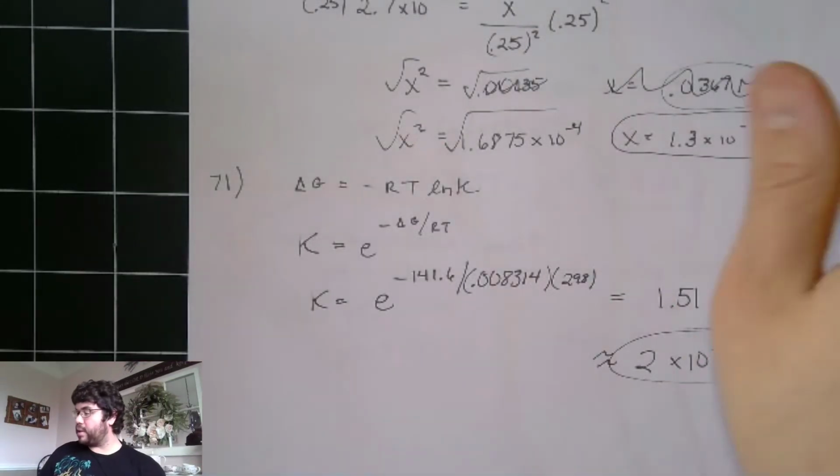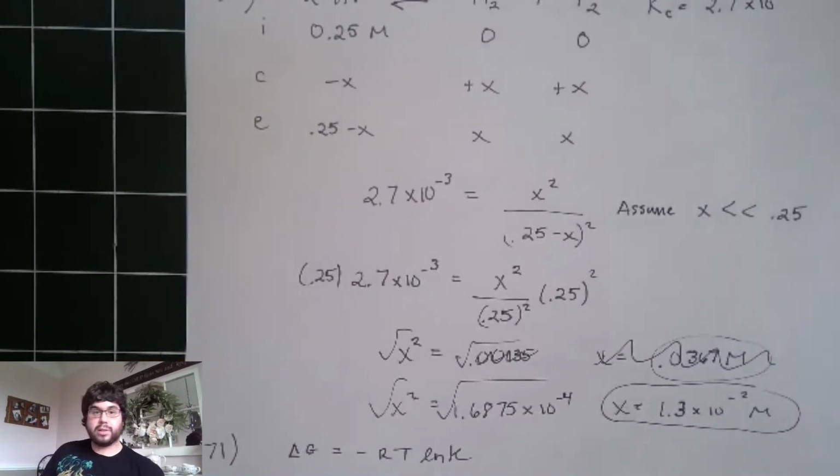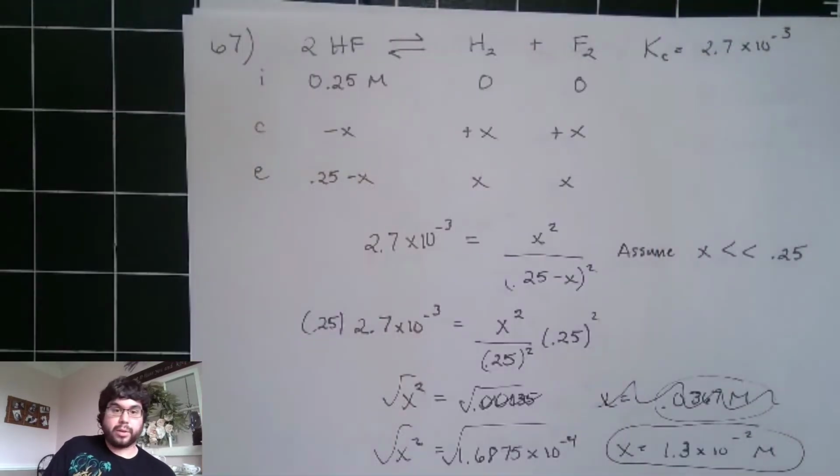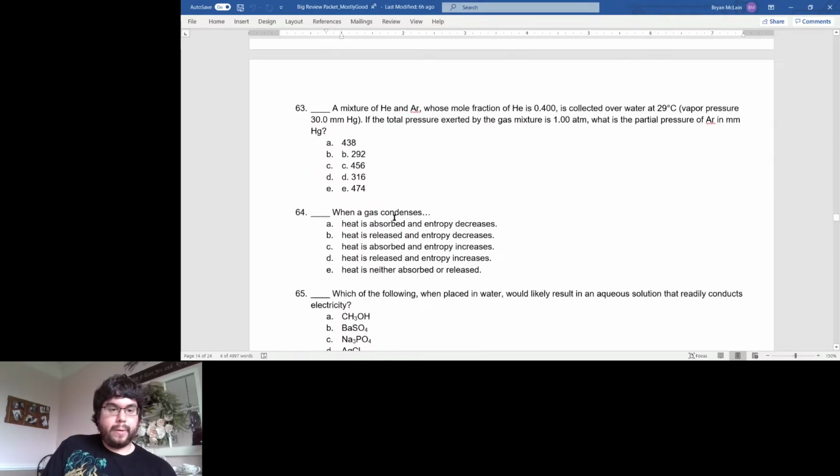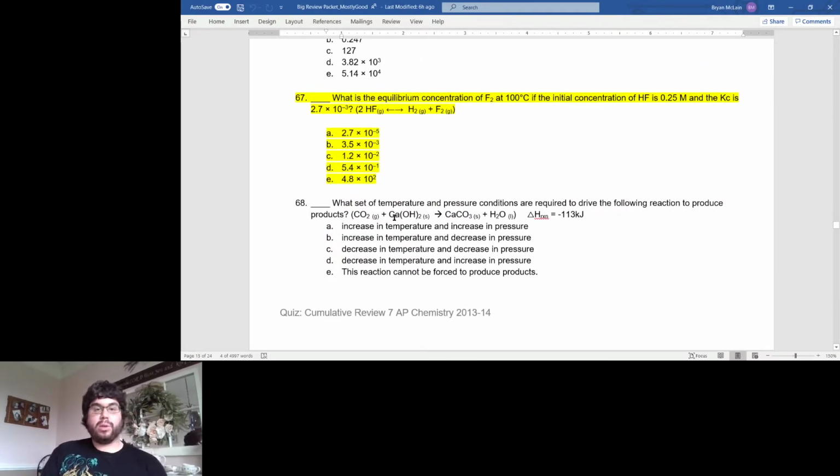After number 60, we had number 67 as a question. Let me bring it up on the screen first. So it says, what is the equilibrium concentration of F2 at 100 degrees Celsius if the initial concentration of HF is 0.25 molar and the equilibrium constant is 2.7 times 10 to the negative third. And then they give us the reaction equation.